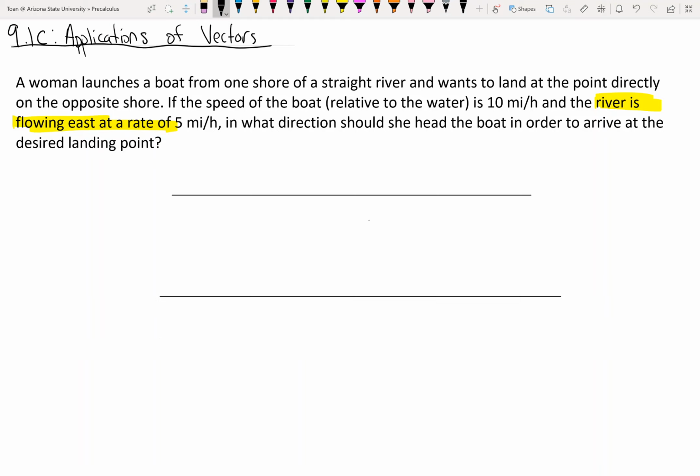And a woman is on one side of the shore. So here, let's just say this is where she is. Now she wants to go straight to the opposite side of the shore. So this is what we want. So I'll call that W for wanting. However, we do know that this river is flowing, right? So I guess I should use arrows instead of wiggles. We know that the river is flowing in this direction. It says it flows east at 5 miles per hour.